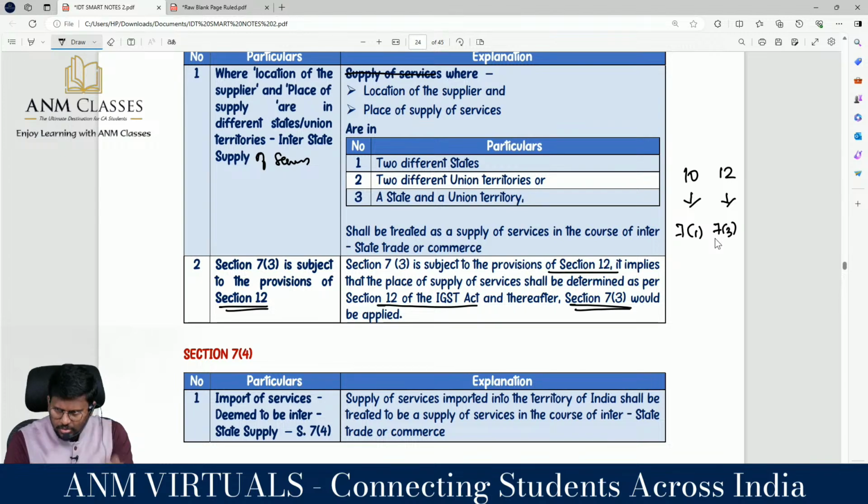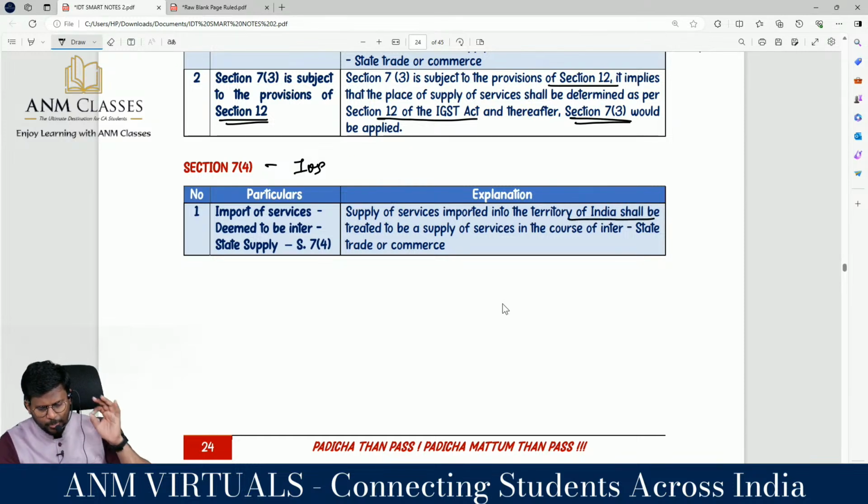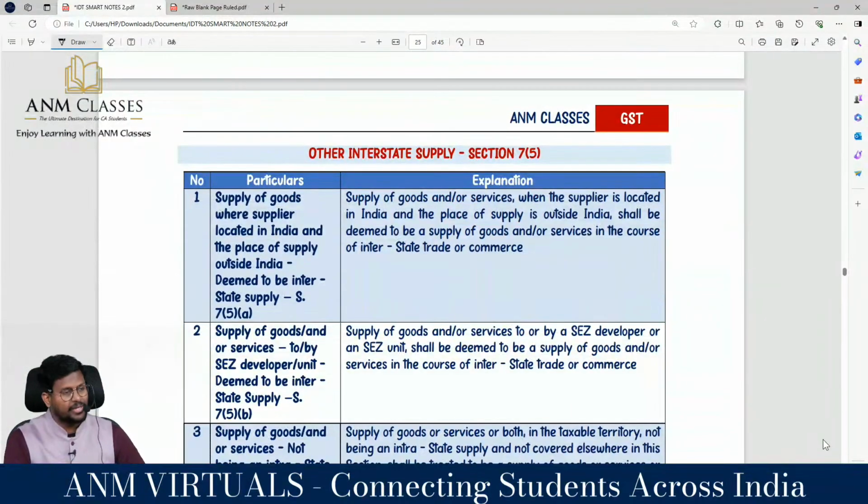Now coming to 7 subsection 4, import of services. Importation of services is an interstate supply. Import of service is deemed to be interstate supply. Supply of services imported into the territory of India shall be treated as a supply of services in the course of interstate trade or commerce.